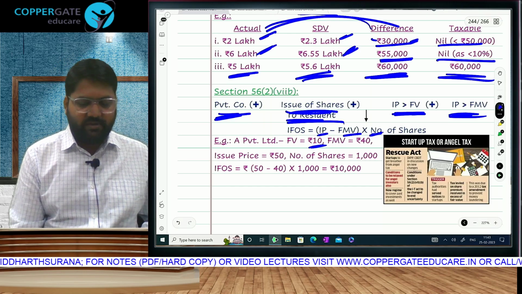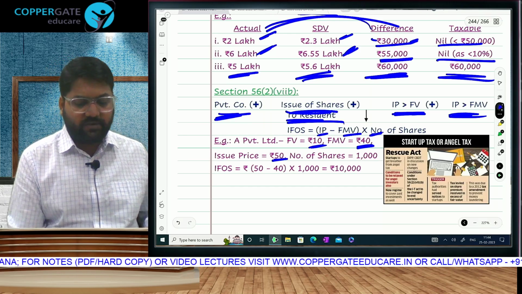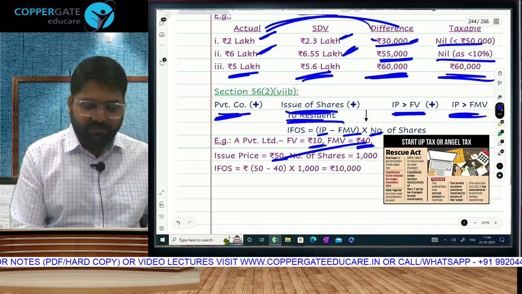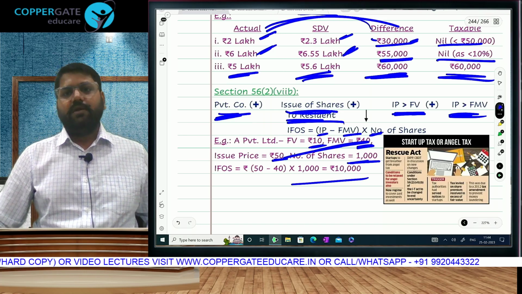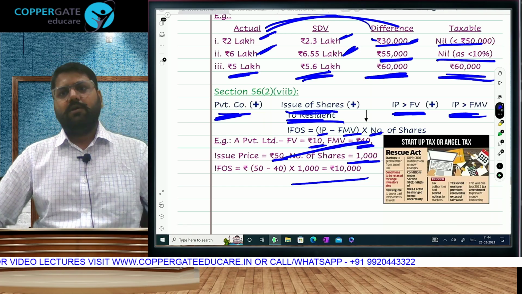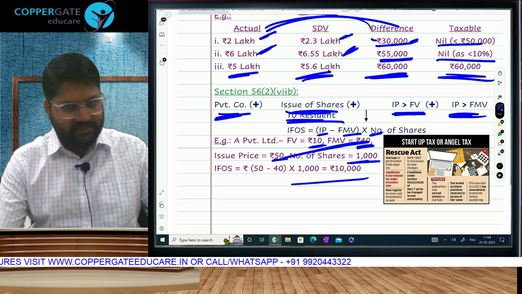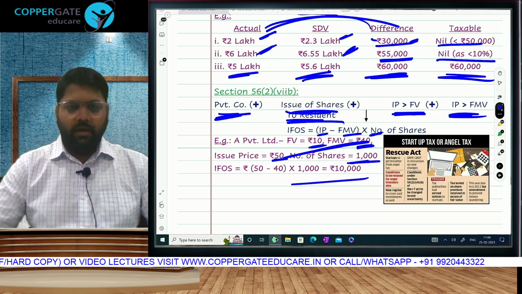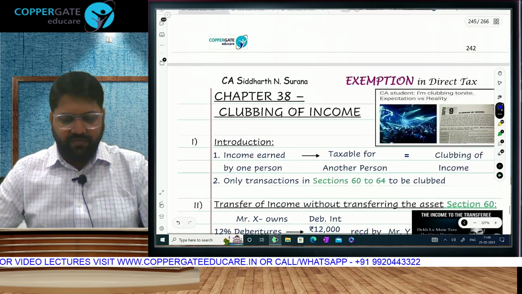For example, face value is 10. FMV is 40. So up to 30 rupees premium is allowed, but you have issued it for 50. So the difference between 50 and 40, that is 10 rupees per share into 1000, 10,000 will be taxable. Private company issuing shares to a resident at more than face value and more than fair market value, then in that case it is going to be taxable. Is that understood?